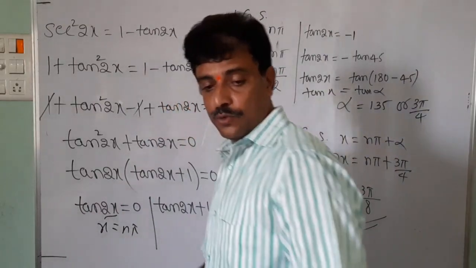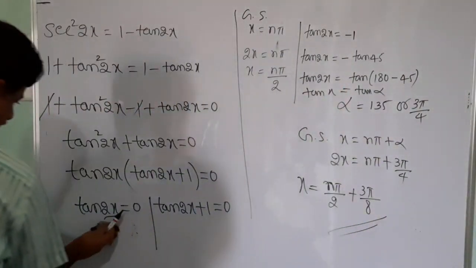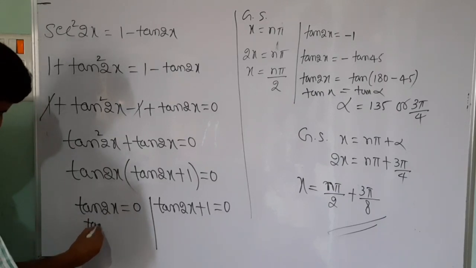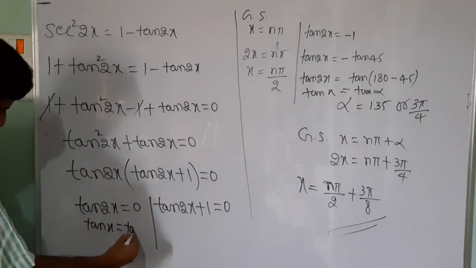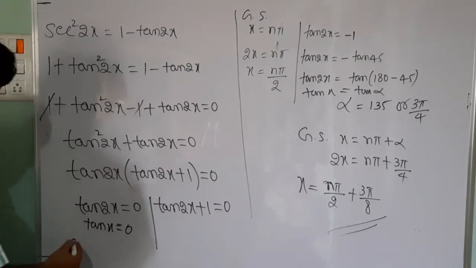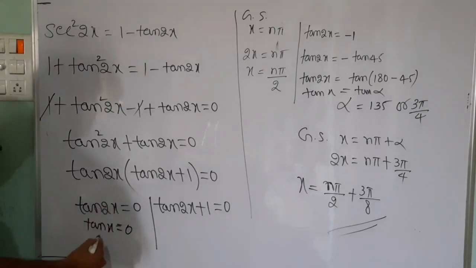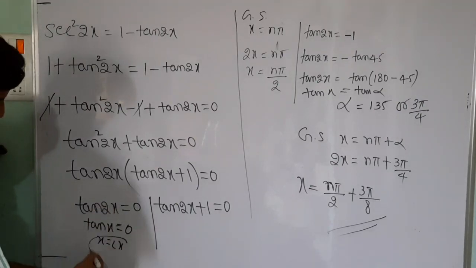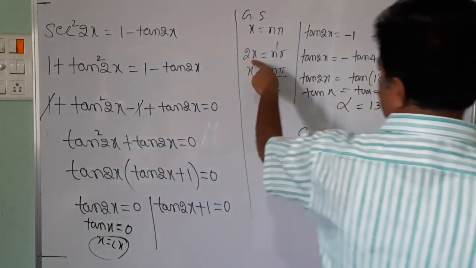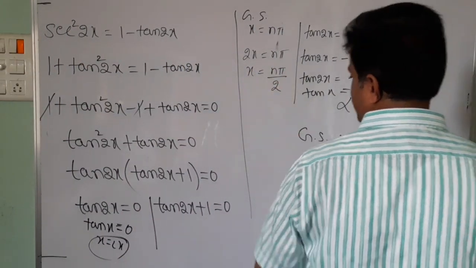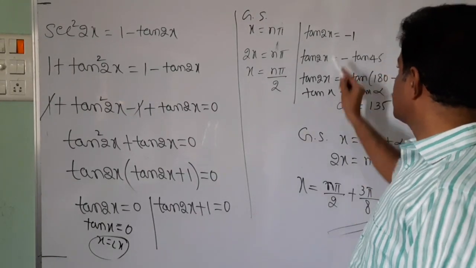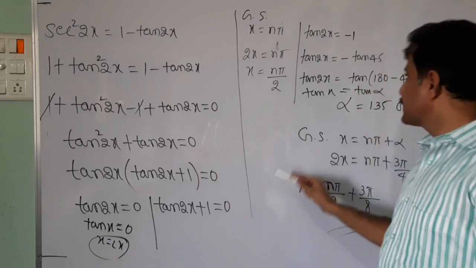Let me show you how to write this. Tan x is equal to 0. What form is this in? General solution of tan x is equal to 0: x is equal to what? Here 2x is in the place of x. That's why, putting 2x is equal to n pi, x is equal to n pi by 2. So next, tan 2x plus 1 is equal to 0; send plus 1 to this side: minus 1.